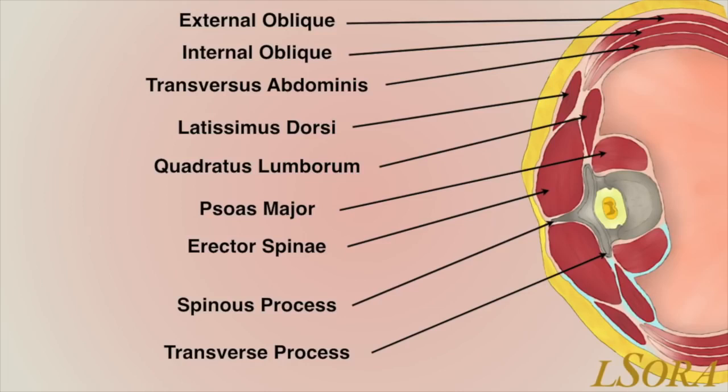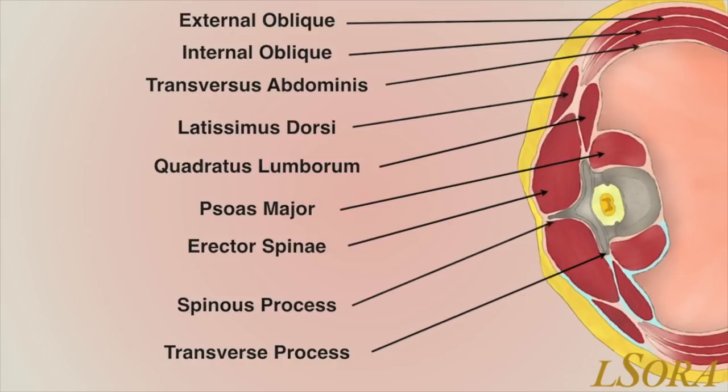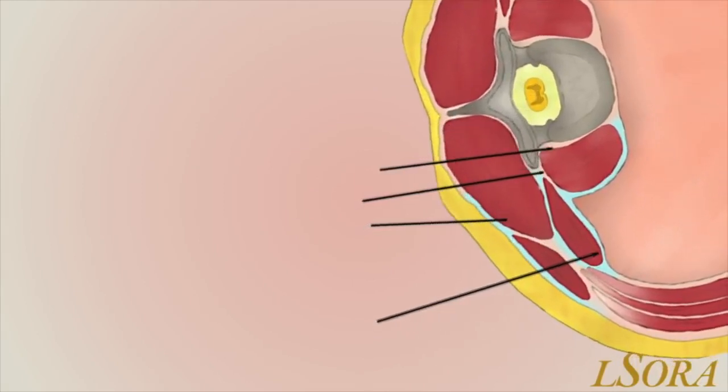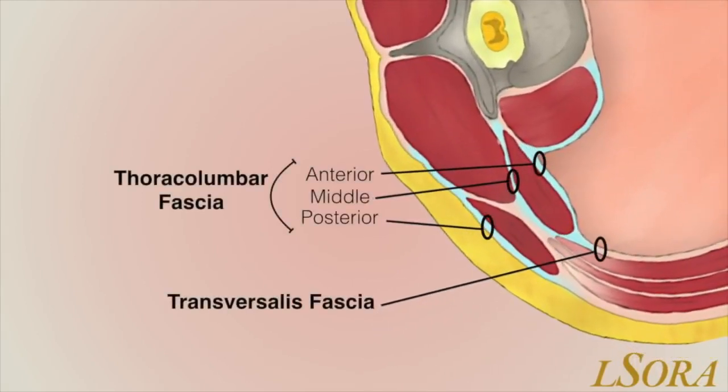This transverse or axial slice of the abdominal wall is a useful way to examine the relationship between the muscles of the anterolateral abdominal wall and the posterior abdominal wall. We can here focus on the muscles psoas major, quadratus lumborum and erector spinae. Let's review the fascia around the QL muscle.